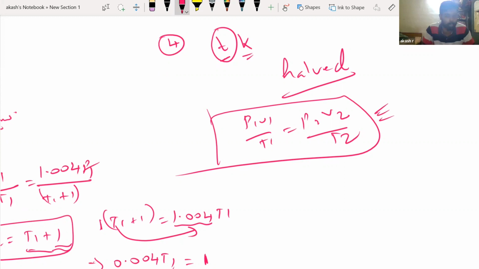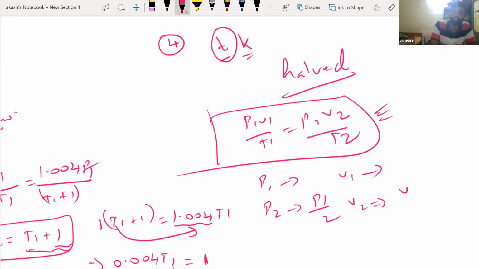P1 V1 by T1 equal to P2 V2 by T2. Now P1 is the initial pressure. What is happening to P2? It is becoming half, P1 by 2. Same way, V1 is the initial volume. Now what is happening to the final volume? The final volume is becoming half of the initial volume.